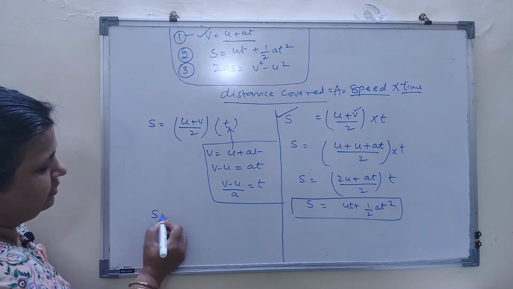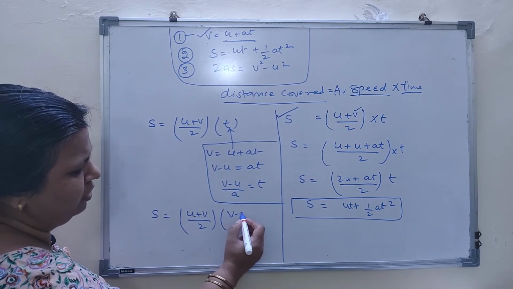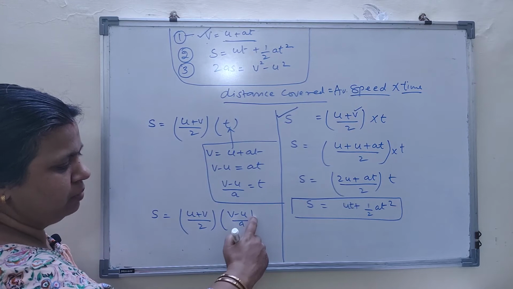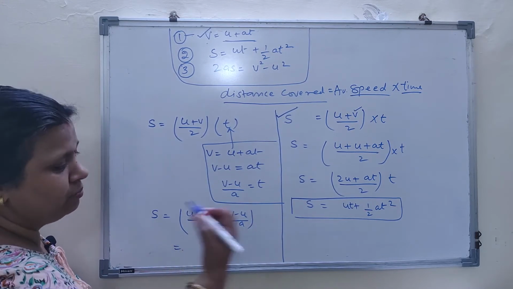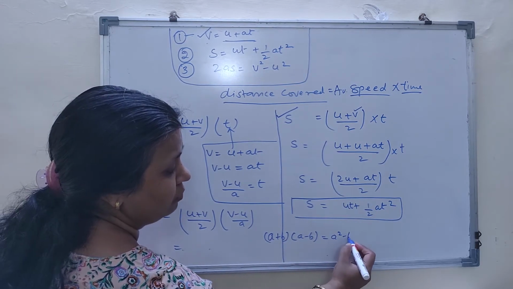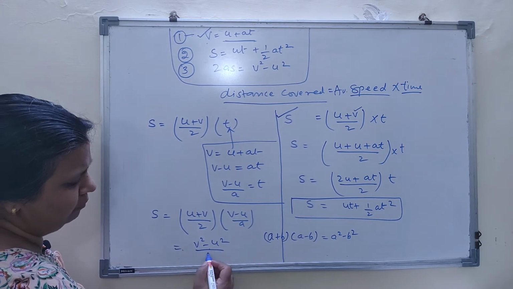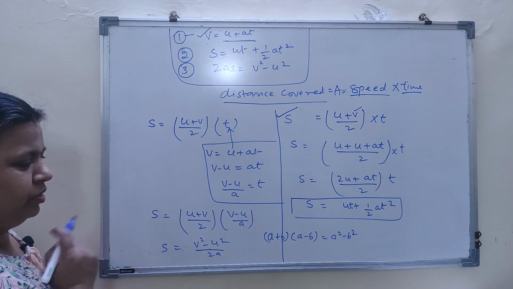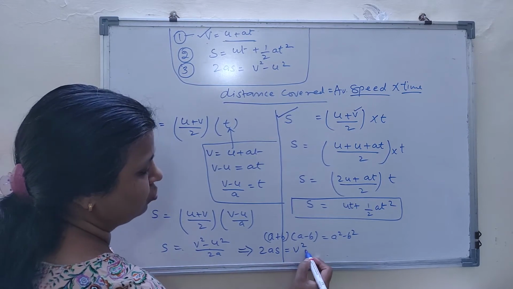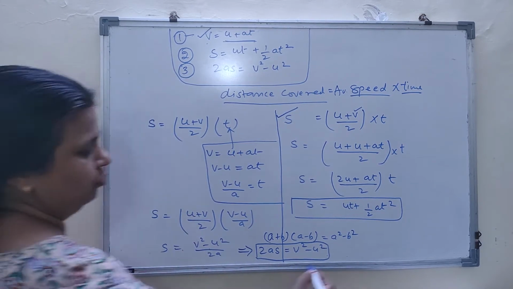Okay, so we'll have s = (u + v)/2, and in place of time we should write (v − u)/a. Simply multiply the two expressions. This is a plus b and this is a minus b, so this is nothing but a² − b². If you have (a + b)(a − b), then this is equal to a² − b². So use that formula. So this will be (v² − u²)/2a. Transpose 2a to this side and you will get 2as = v² − u². This is the derivation for the third equation.